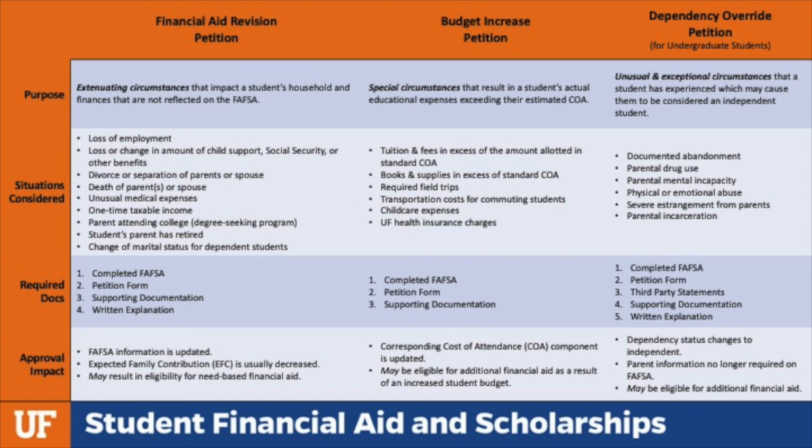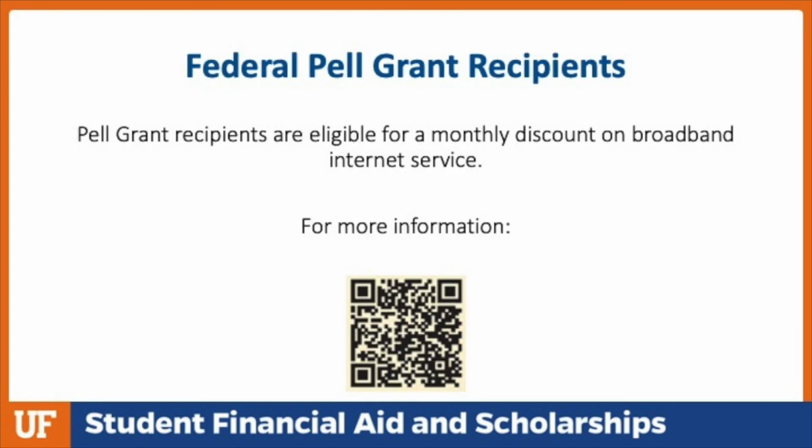Be sure to have a completed FAFSA on file, include any supporting documentation, as well as written statements to explain your situation. Once submitted, our office will review your information and will notify students of the decision through the UFL email address. Now, before we end this presentation, we did want to share some information if you are a Pell Grant recipient. Pell Grant recipients are eligible for a monthly discount on broadband internet service. For more information, you can scan the QR code on your screen.